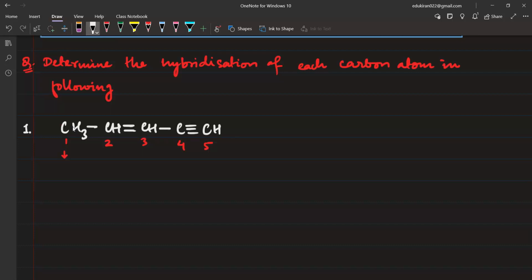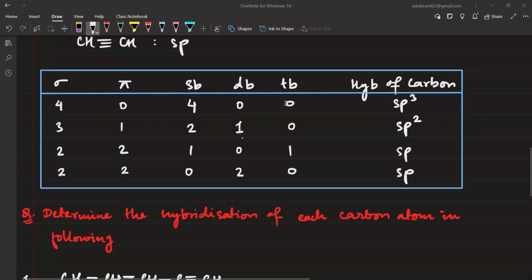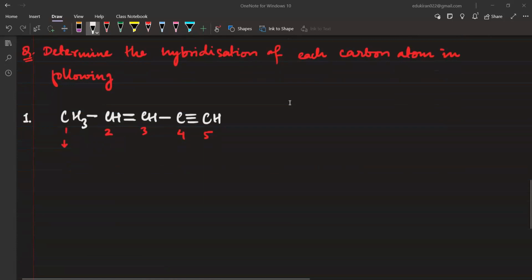What about this? First carbon atom, any double bond? No, sir. So the hybridization will be, if you have no double or triple bond, please look at the chart. Look at the table. SP3. All of you got this? See, 0 double and 0 triple. It is sp3.